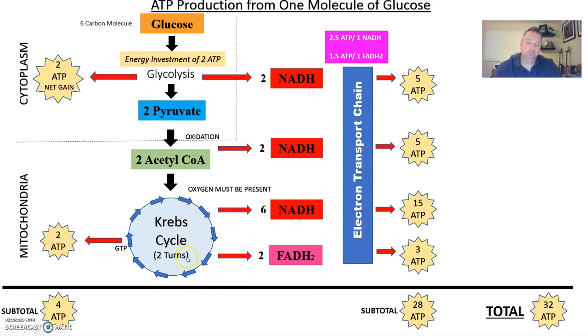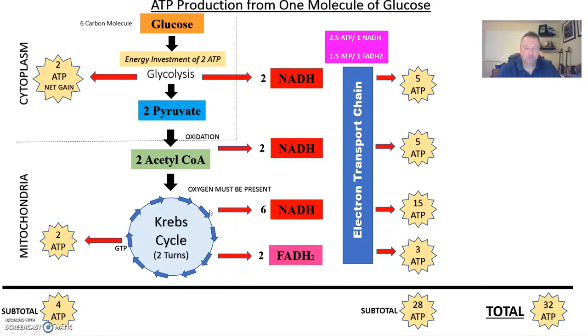The Krebs cycle is going to turn twice. Oxygen must be present within the system, and within the system there's also GTP, which is easily converted to 2 more ATP. This occurs in the mitochondria, and if we add our 2 ATP from glycolysis to our 2 ATP already created from the Krebs cycle, we end up with a subtotal of 4 ATP.